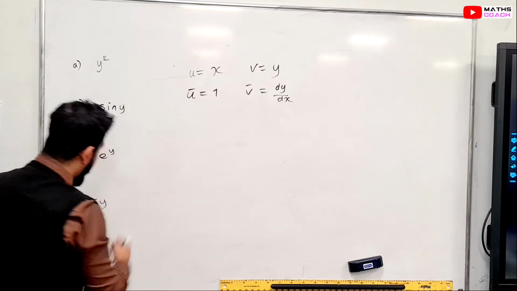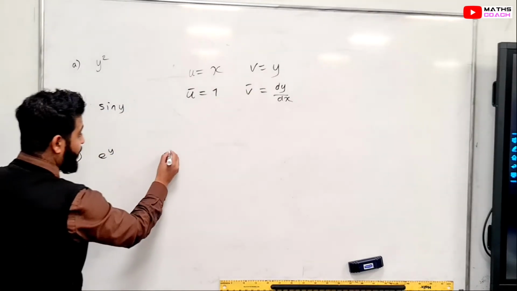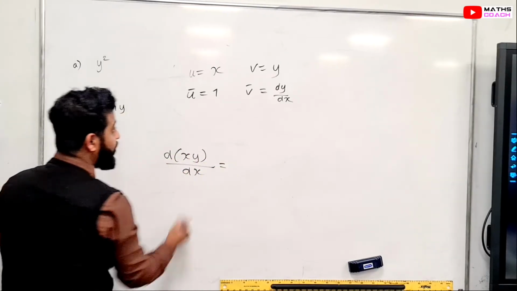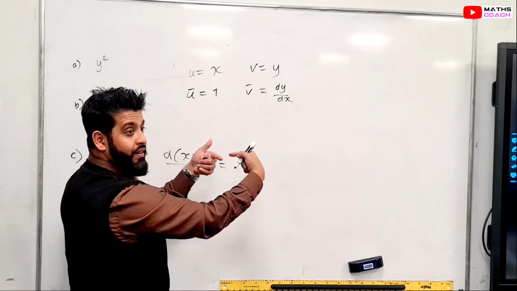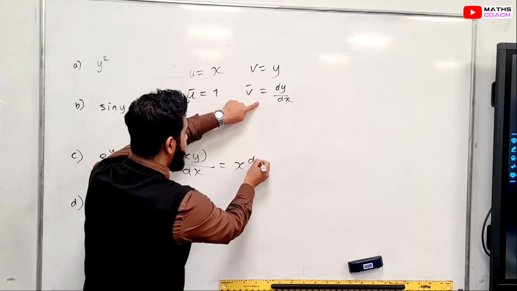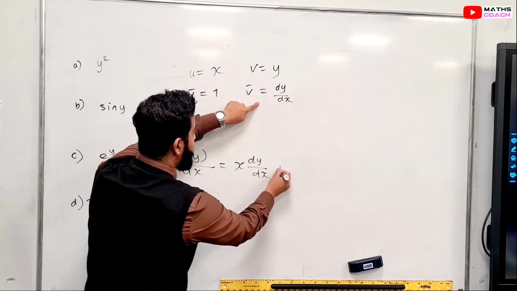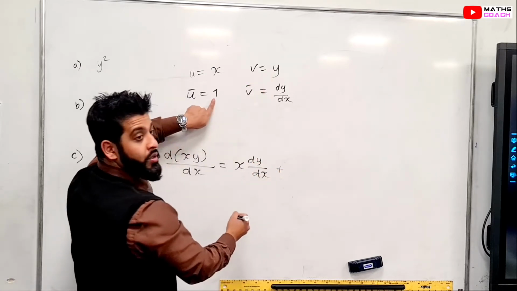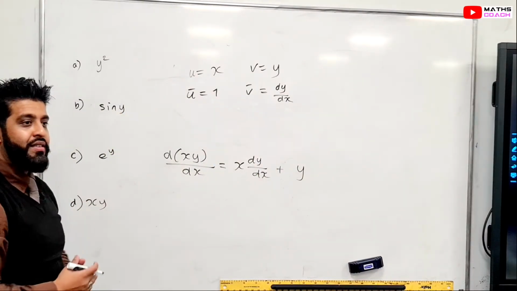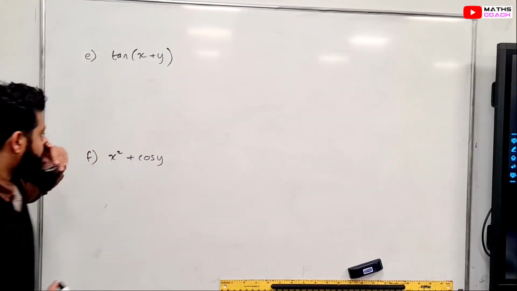So the differentiation of xy with respect to x is going to be this product rule put together. So go ahead, it's going to be x times that. So x times dy over dx plus y times 1, and we can just write y. And that's this differentiated.